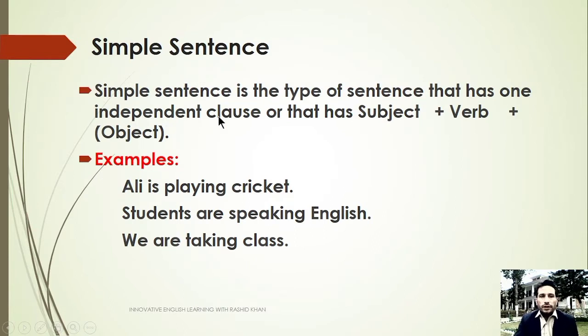Now, what is a simple sentence? A simple sentence is the type of sentence that has one independent clause. So here we have only one independent clause, or the structure is subject plus verb plus object if there is any. For example, Ali is playing cricket. It's only one independent clause. Students are speaking English. Again, we have subject, verb and object. We are taking class. We, subject, taking, verb, and class, object. So that is what we call a simple sentence.